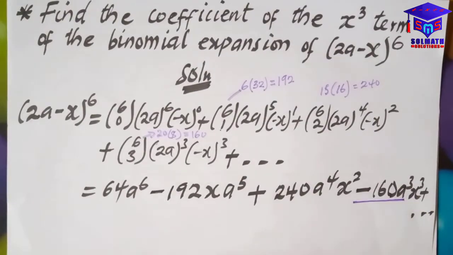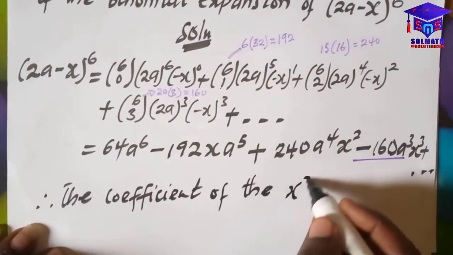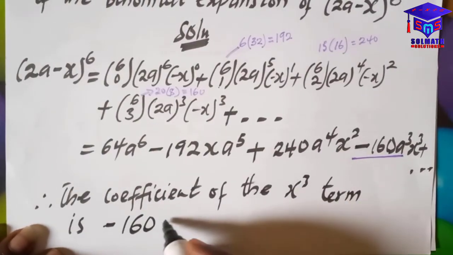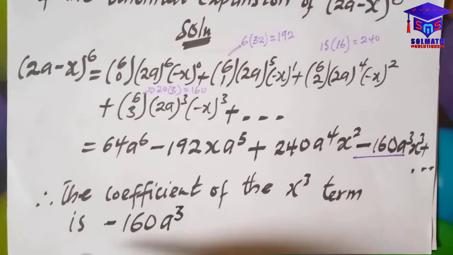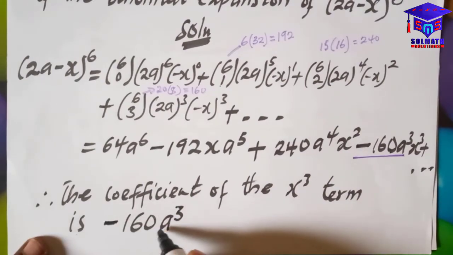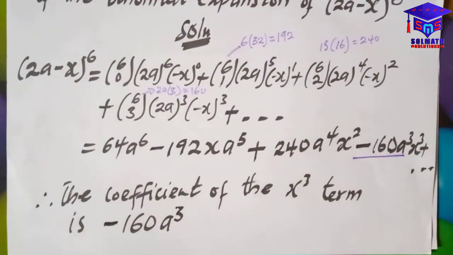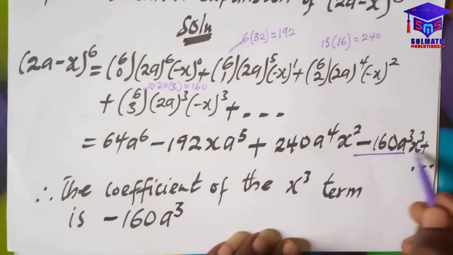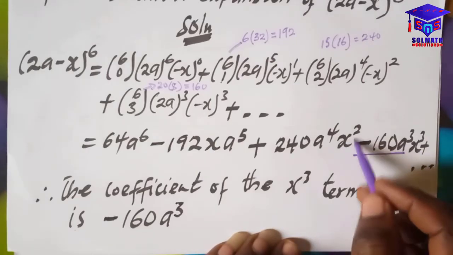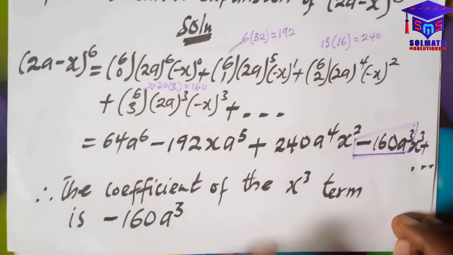So we write the answer and see that, therefore, the coefficient of the x cubed term is negative 160 a to the power 3. That is all that the question is asking for. It's just asking for the coefficient of the term with x to the power 3, and that is the coefficient.